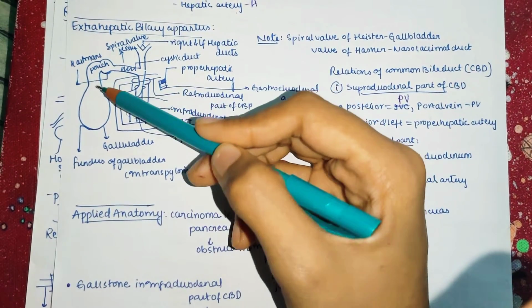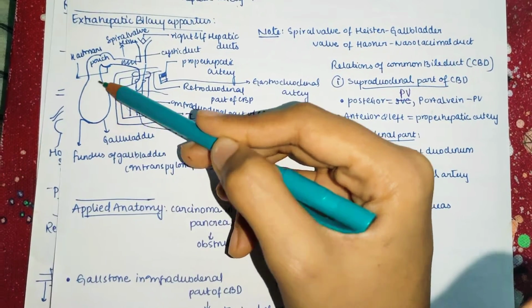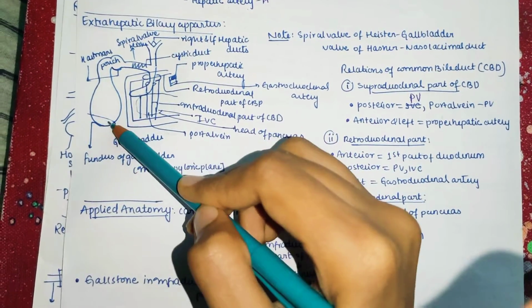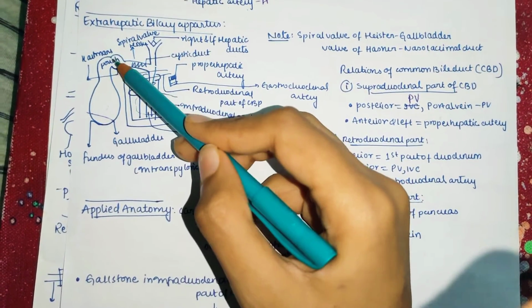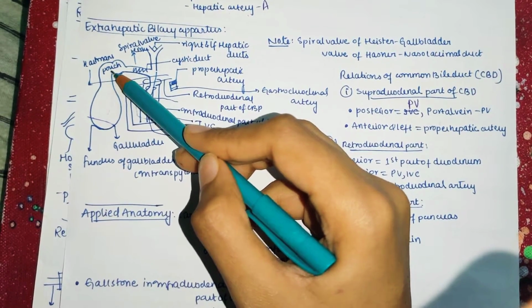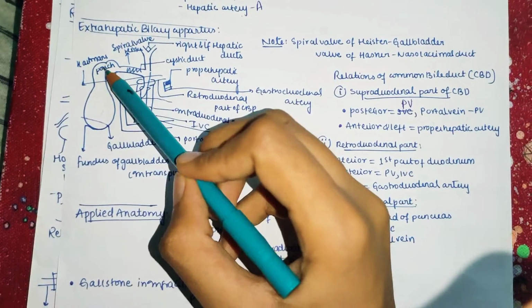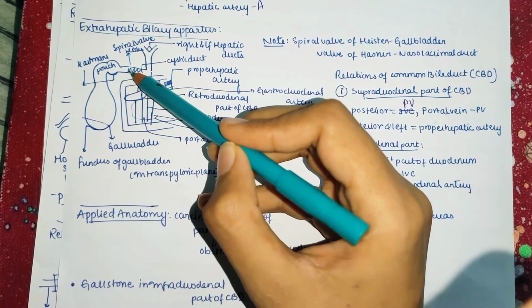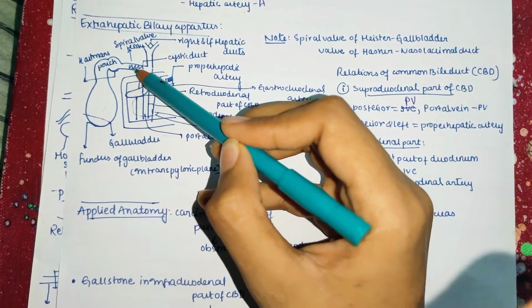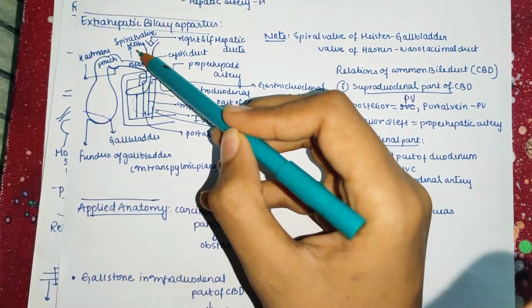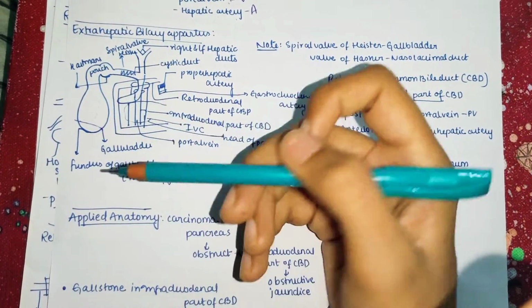Right? So here you can see this is the gallbladder, this is the fundus of gallbladder, this is the body of gallbladder, this is the neck of gallbladder. In the neck of gallbladder you can see a dilatation which is forming a Hartmann pouch. And at the entry of cystic duct you can see a spiral course. This is the spiral valve of Heister.